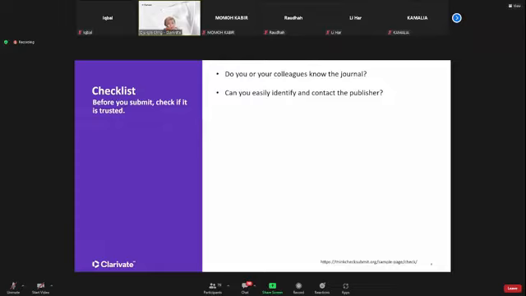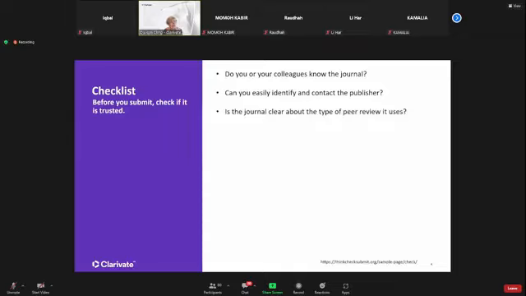Secondly, can you easily identify and contact the publisher? Now, the publisher's contact details or address has to be clearly listed on their website. If it is a print journal, it should also be clearly listed on the printed copy of the journal. And always try to make sure that you are able to verify the contact details, that they are real. Okay.